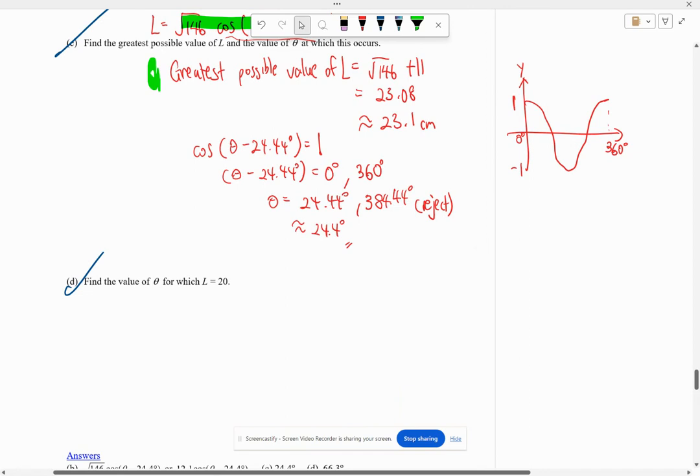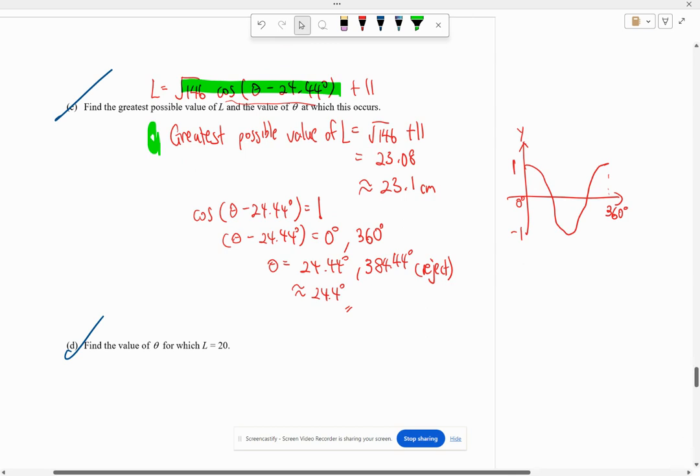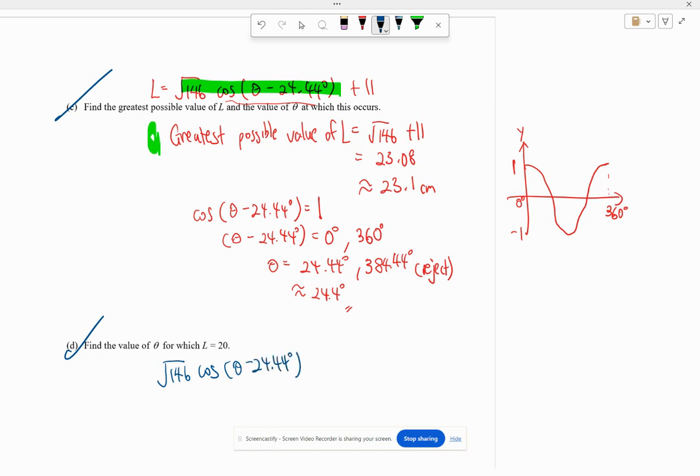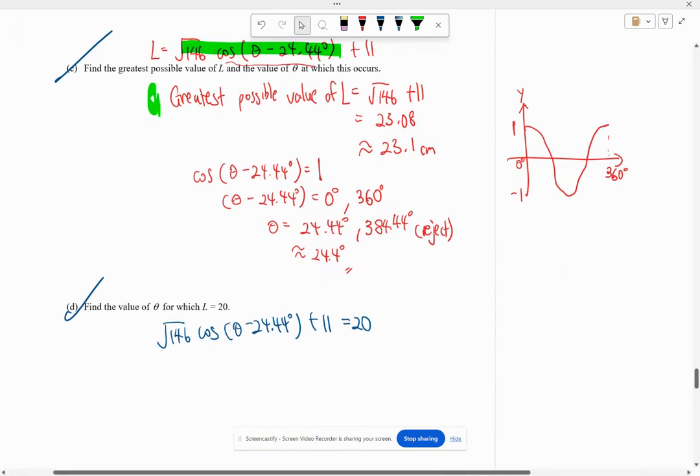Now, next one. Again, this is application. Once you got the R formula, it's very easy. Your L is here, I wrote on top of this whole question. Now, your L equals 20. So I'm going to copy down the whole thing: square root 146 cos of theta minus 24.44 degree plus 11 equals to 20. Don't forget the extra plus 11.